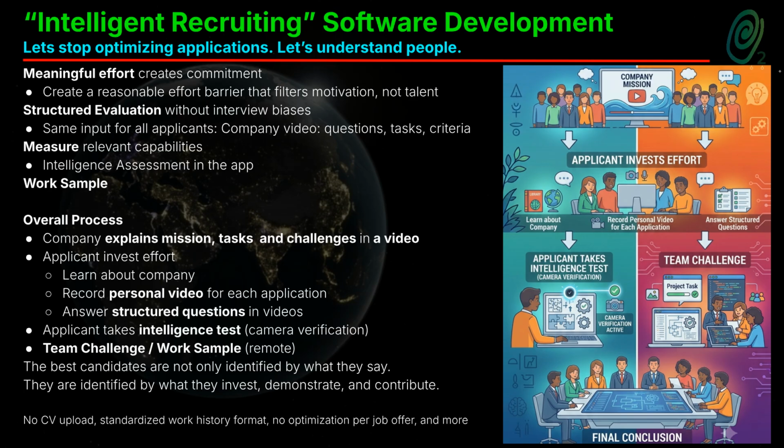And applicants can take intelligence tests, something like this camera verification, to assess their intelligence. All of that will not be disclosed, or it will be kept, but it will be used in the evaluation process. And then there should be something like a team challenge or work sample, hopefully done remotely. If you're just looking for people in your area because they already live there and won't relocate anyway, then of course you can also do the work sample in person.